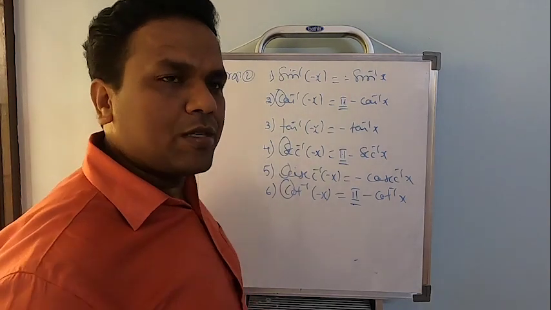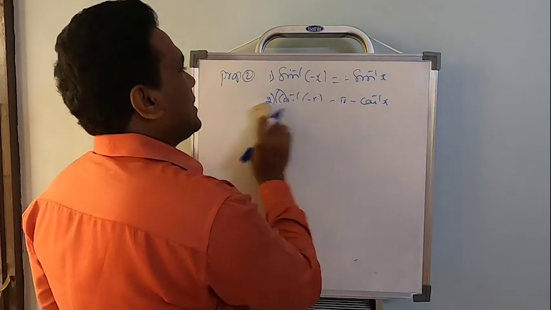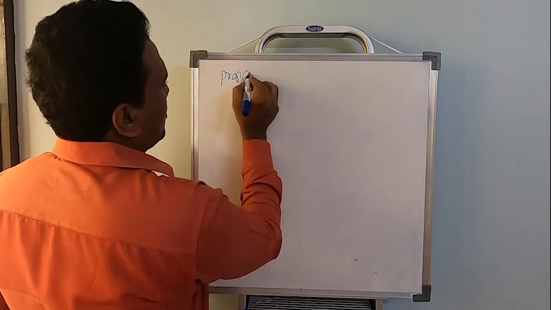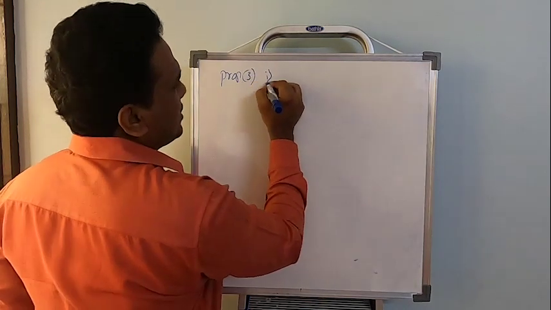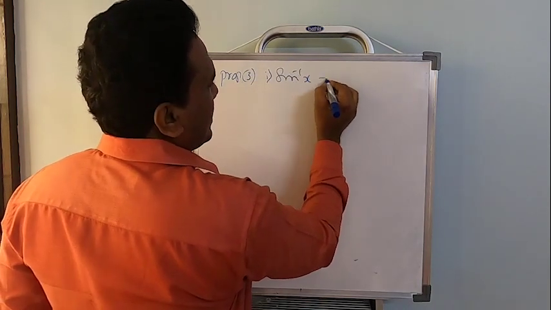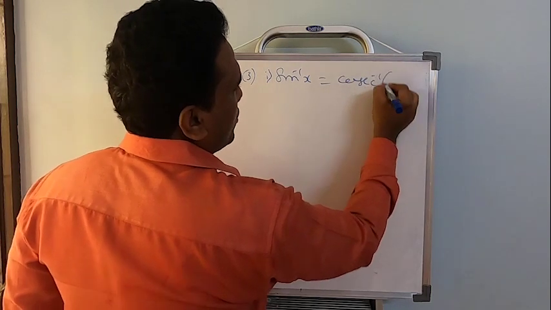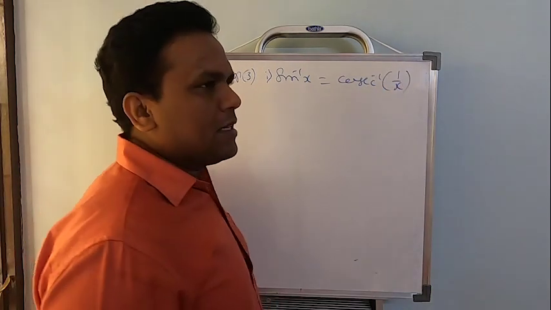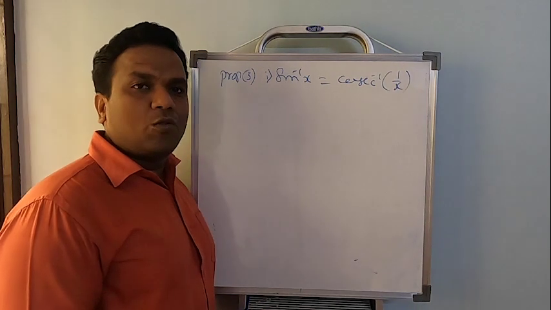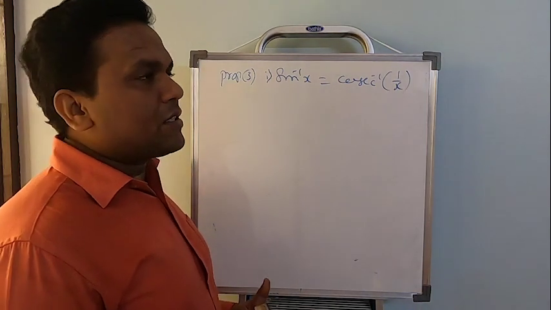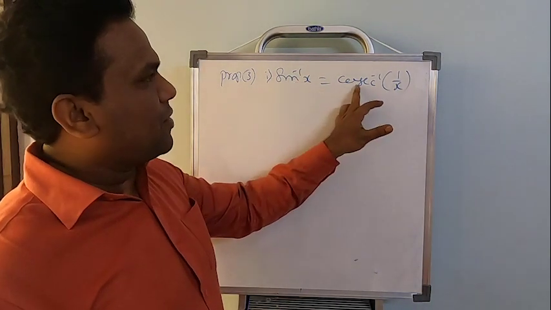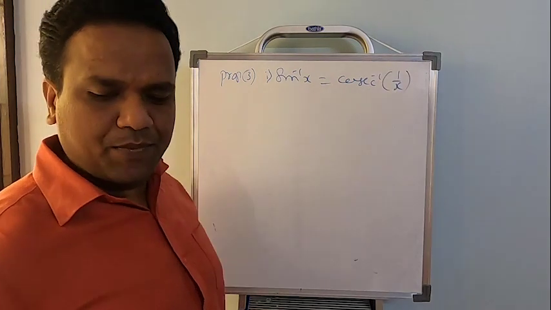I've told you how to prove this, so please make a note of this. Let's go for the next. Property number 3. First one, sin inverse x can also be written as cosecant inverse of 1 by x. See, in trigonometry we write sin theta equal to 1 by cosecant theta, but in inverse trigonometric ratio, sin inverse x will be cosecant inverse of 1 by x.